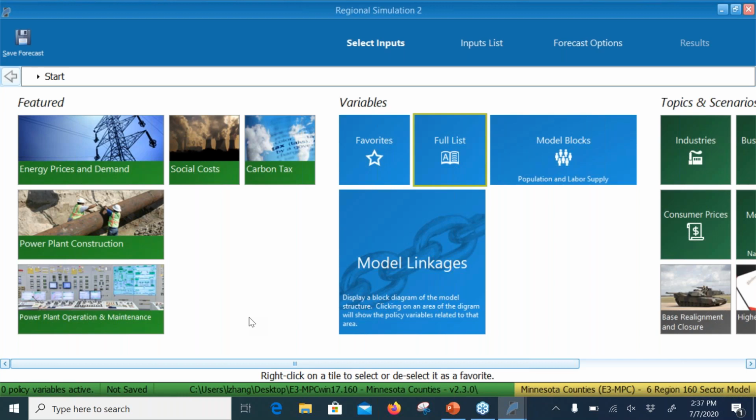Specifically for E3+, we have over here on the left the modules which I described in the PowerPoint presentation earlier. So we can specifically look at policy changes regarding energy prices and demand, regarding power plant construction, operation and maintenance, about social costs from emissions, and about carbon taxes.